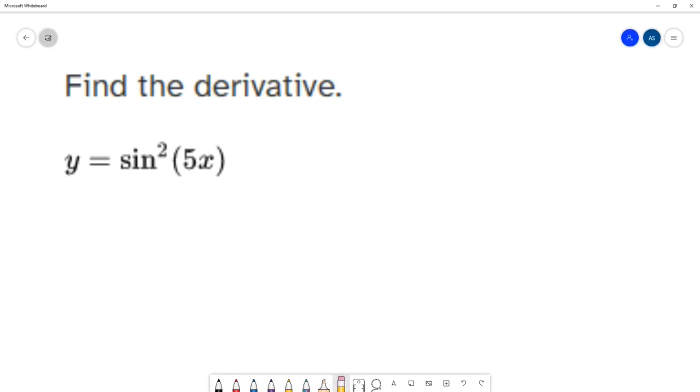Okay, so on this question, we want to find the derivative of y equals sine squared of 5x. So what I'm going to do is start by rewriting this in the typical form that we see exponents. We write with trig functions the shorthand so we don't have to write as many parentheses. But what this actually means is y equals sine of 5x, then all of that squared.